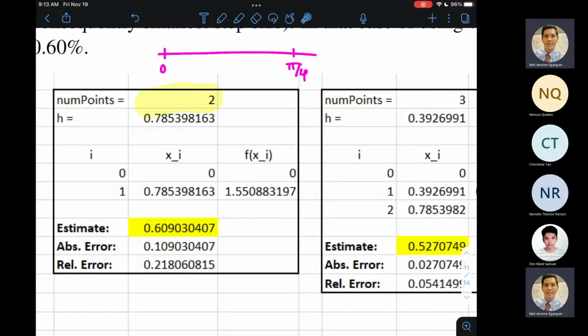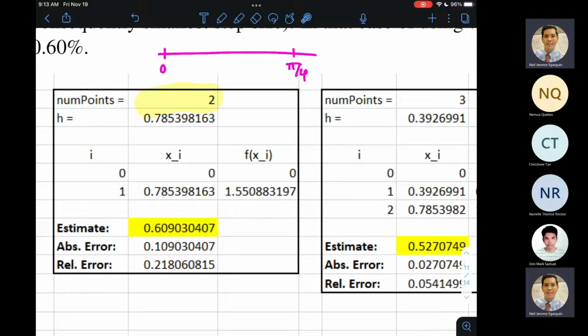So meron siyang error na 21.8%. So it shows that hindi ganon kagandahan kung basic na trapezoidal rule lang yung gagamitan ko. Now, this tells us, okay, we need to use more points in the numerical integration scheme.